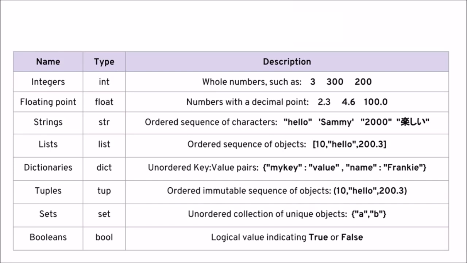So the first one is integer. So what is an integer? We just refer to integers as whole numbers. Examples are 3, 300, 200, even negative, right? So minus 3, minus 300, minus 200 are also integers. Whether it is positive or negative, it doesn't matter, but it should be a whole number.